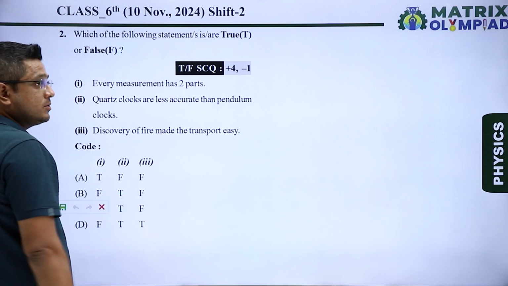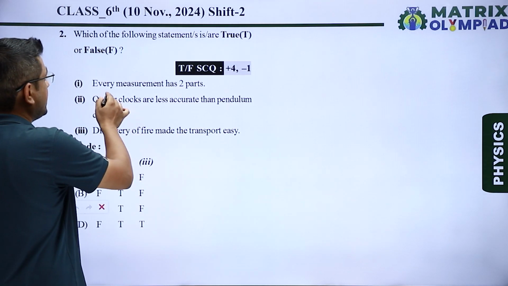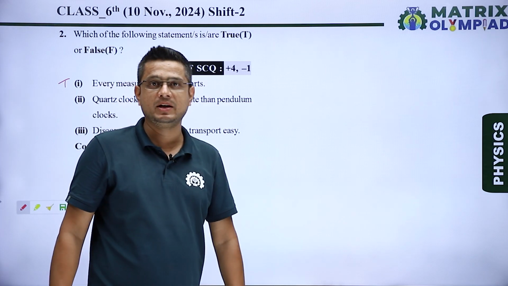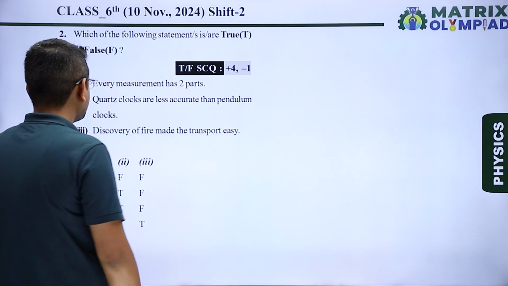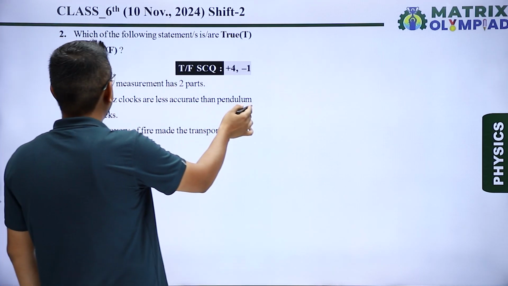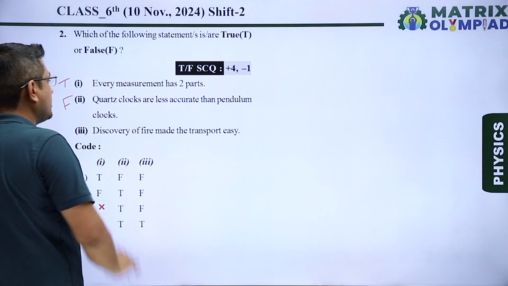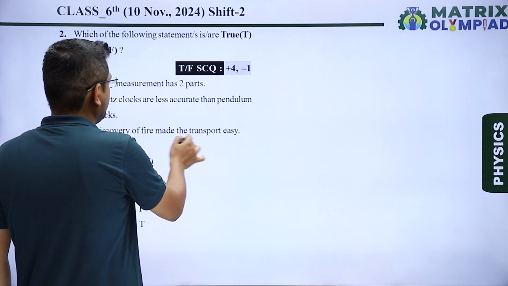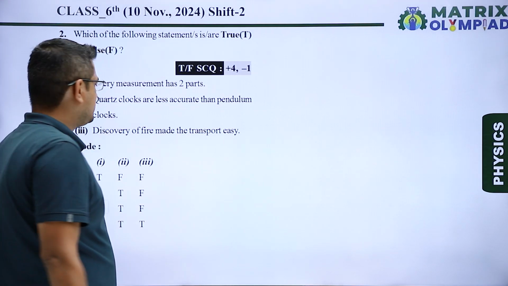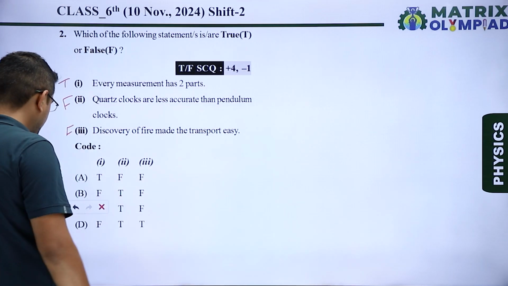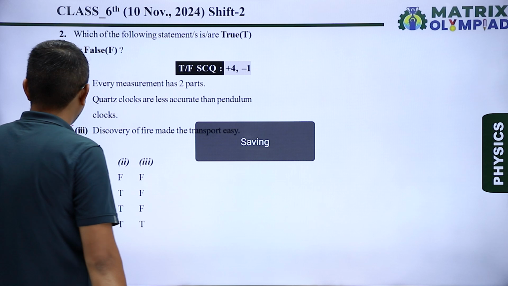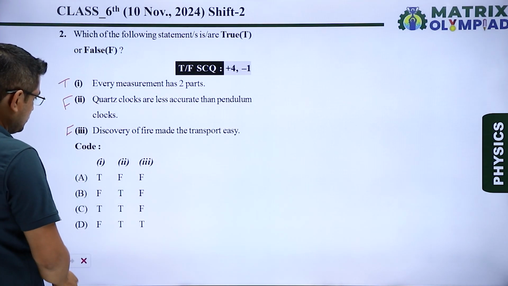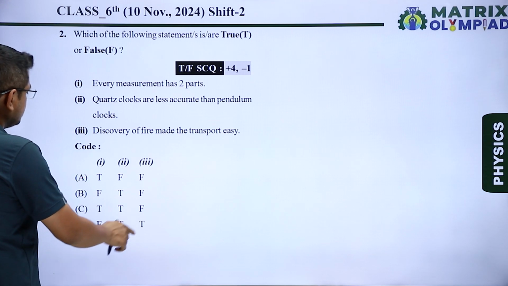Next question, question number 2. We have to check which is true and which is false. Every measurement has two parts. Yes, this is a true statement, because in measurement the first part is the numeric value and the other is the unit. Quartz clocks are less accurate than pendulum clocks. No, this is a false statement. Quartz clocks are more accurate than pendulum clocks. Discovery of fire made transport easy. No, there is no relation, so this is also a false statement. So for the correct code, it will be true, false and false. So option A is our correct answer.